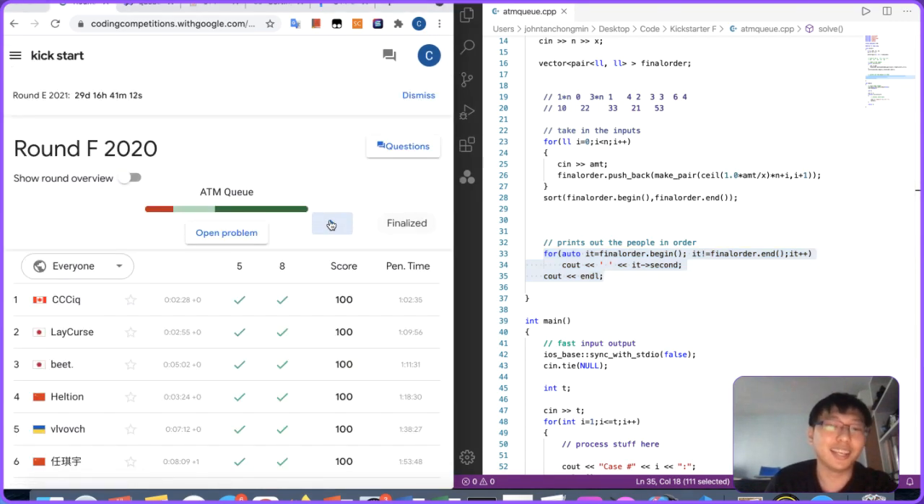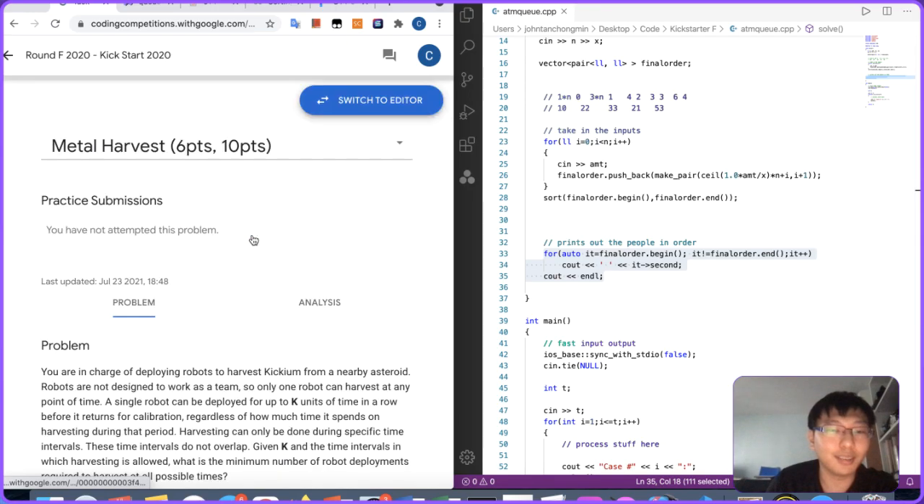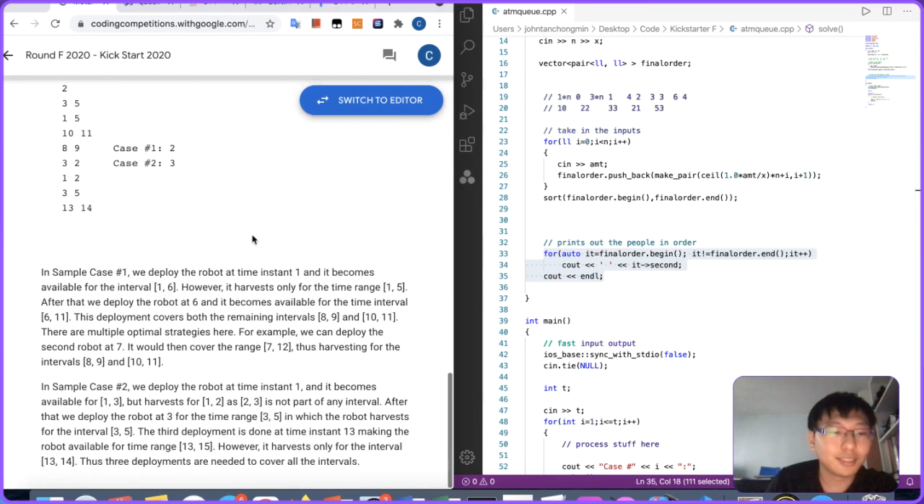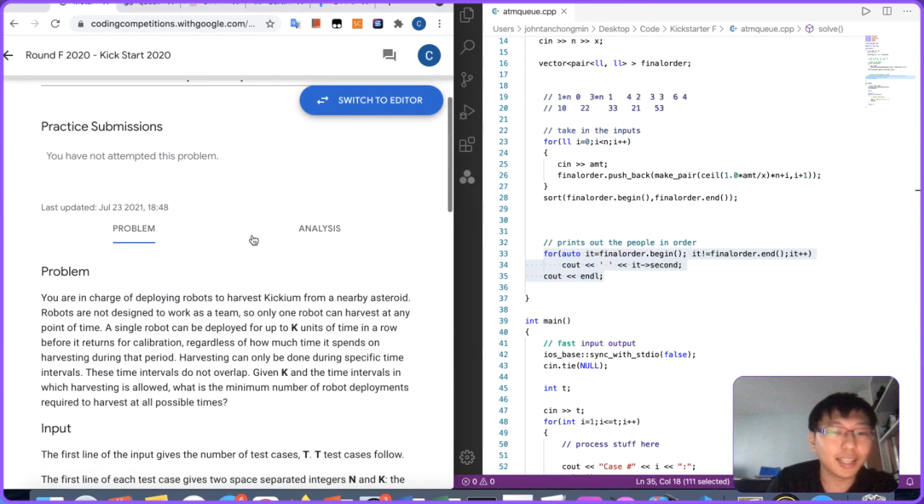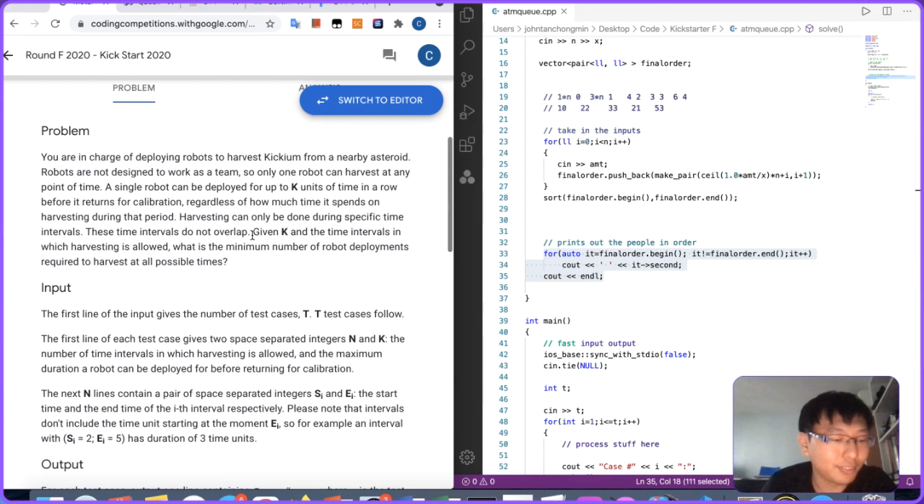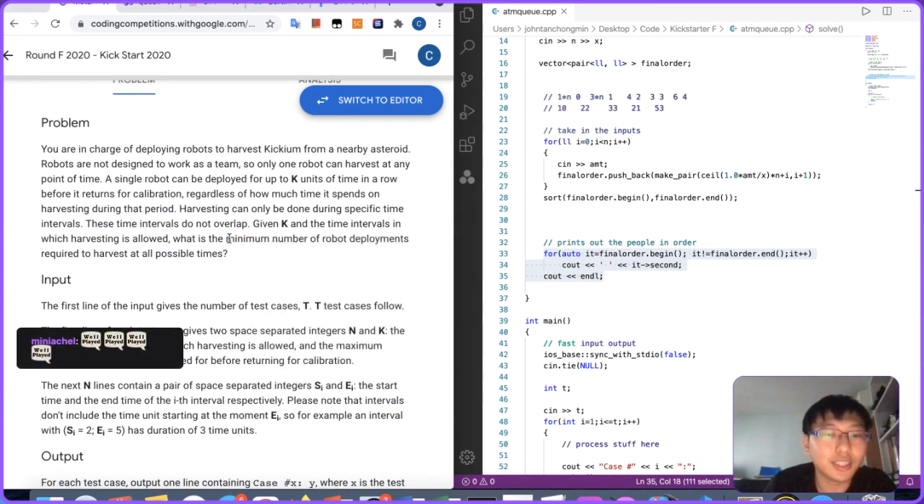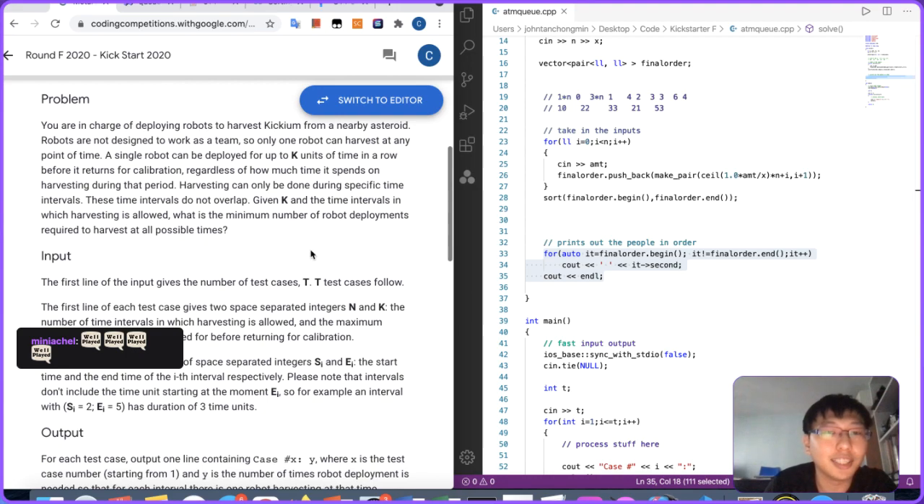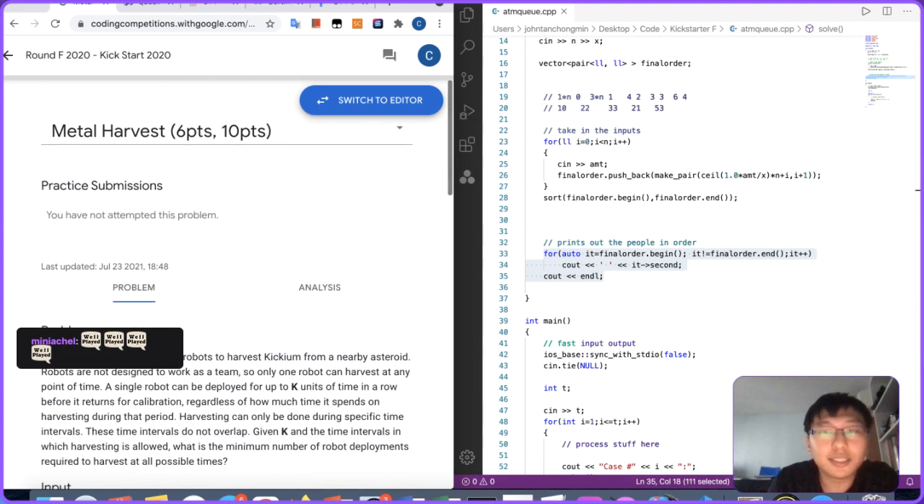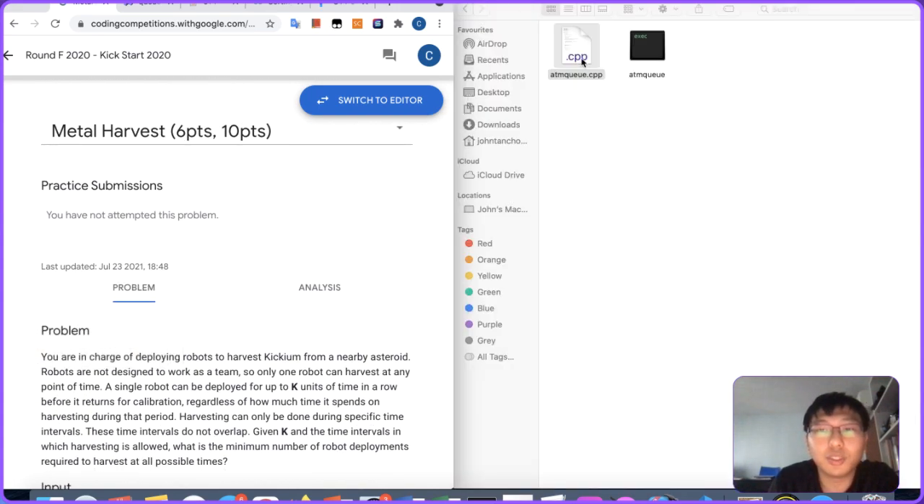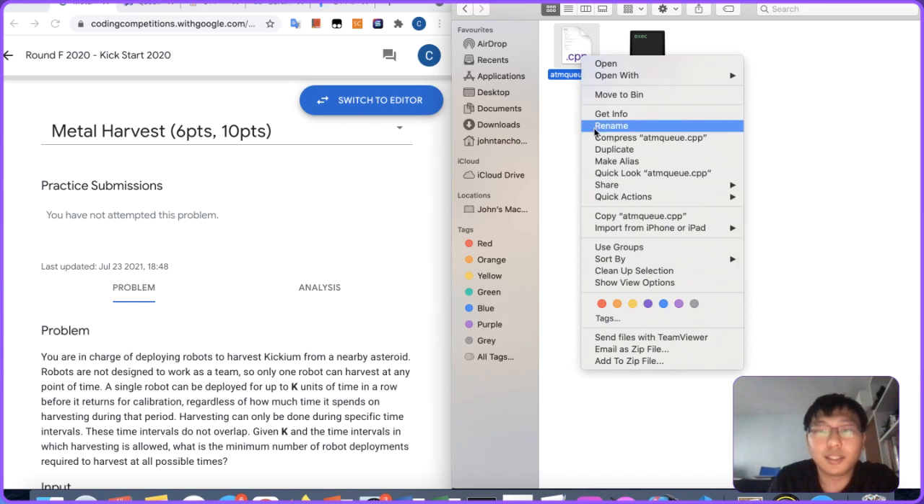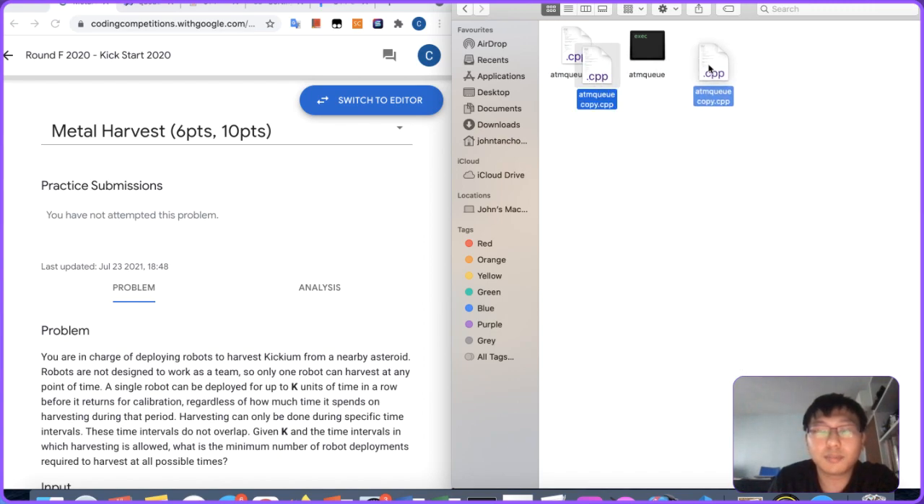I'm impressed. Okay, I solved it. Let's see. Oh, this round F is kind of tough. Look at that metal harvest. I wonder if I can solve this. I only have 15 minutes left. Maybe I should just end my stream here and solve it another day, because I do have to have my dinner soon. Well, let's just try to solve it. Okay, let's duplicate this.